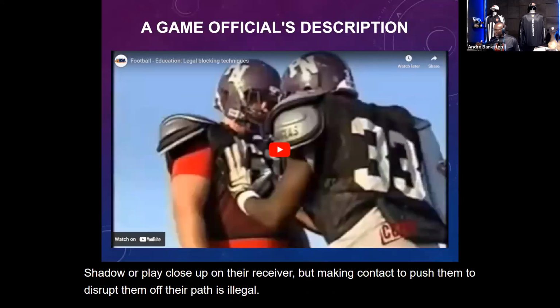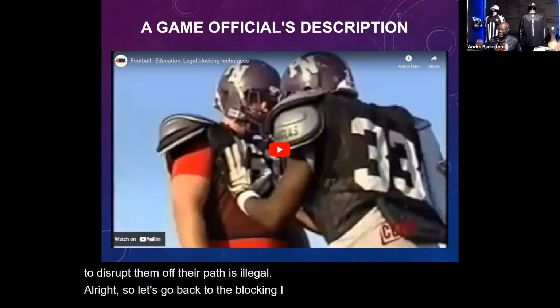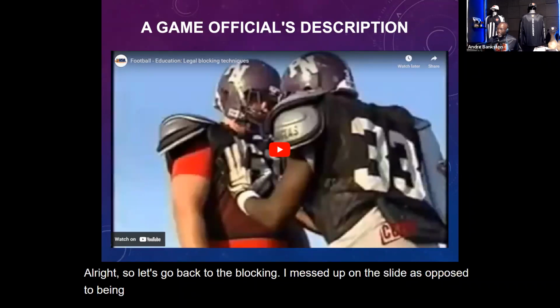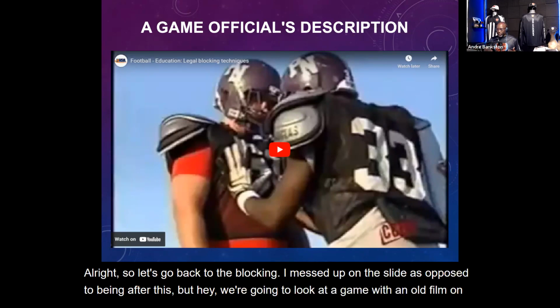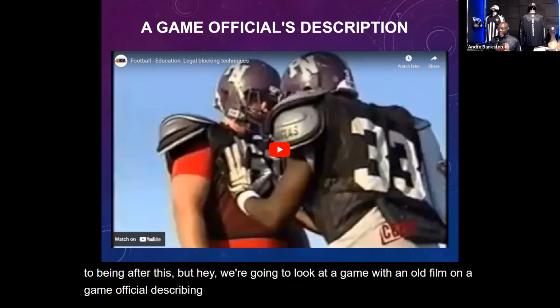All right, so let's get back to the blocking. I messed up on the slide. That's supposed to have been after this, but hey, we're going to look at an old film of a game official describing legal blocking, and then we're going to look at a coach's description of blocking.